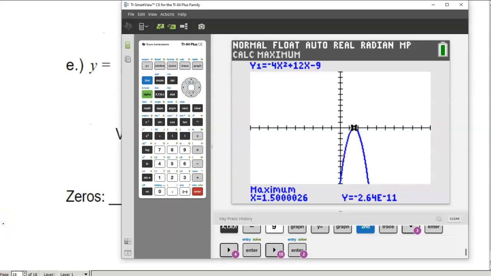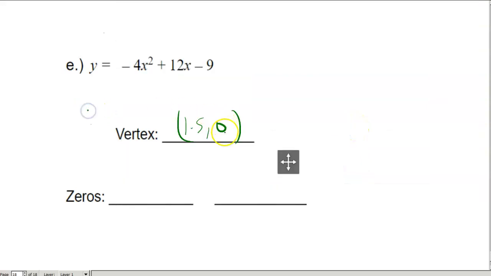And then the zeros, it looks like because the vertex is right at 0, there's only going to be 1 zero in this problem. And that's going to be the same thing as the vertex. So the zero should be, sorry, not x equals 0, but x equals 1.5. Should be the same thing as the vertex.